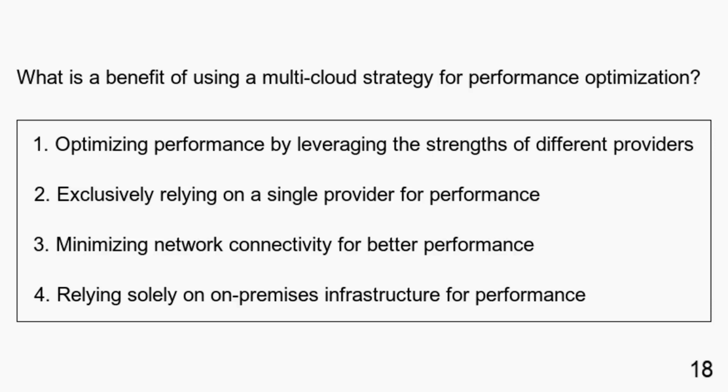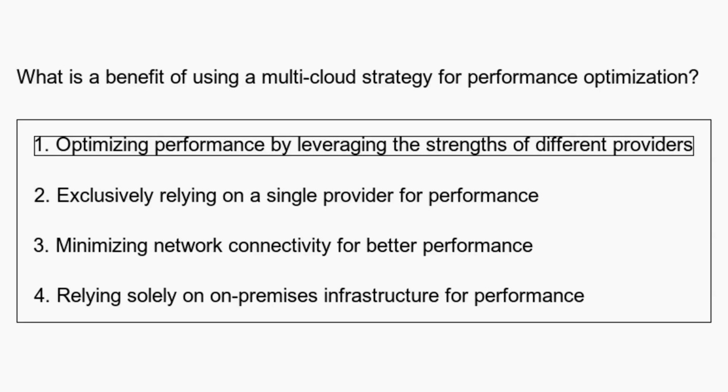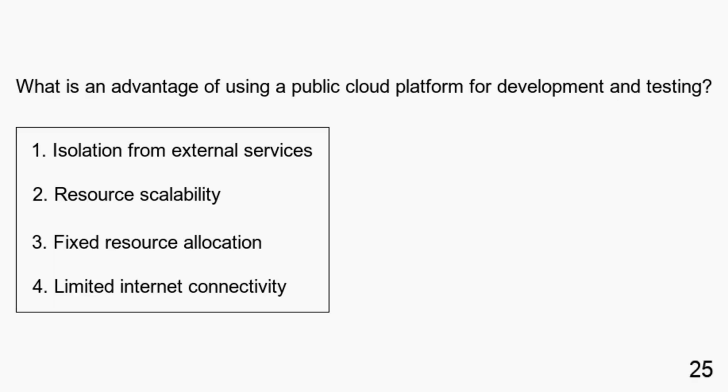Optimizing performance by leveraging the strengths of different providers. Exclusively relying on a single provider for performance. Minimizing network connectivity for better performance. Relying solely on on-premises infrastructure for performance. A multi-cloud strategy optimizes performance by leveraging the strengths and capabilities of different cloud providers for specific workloads.